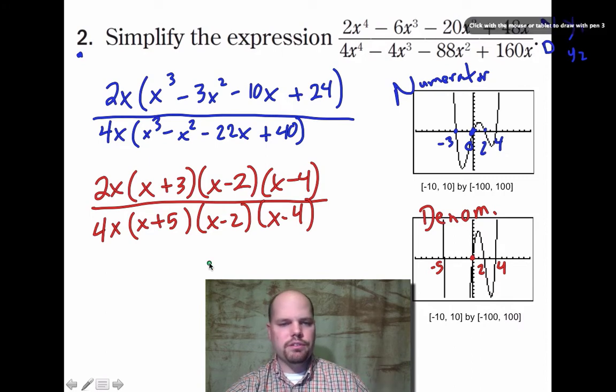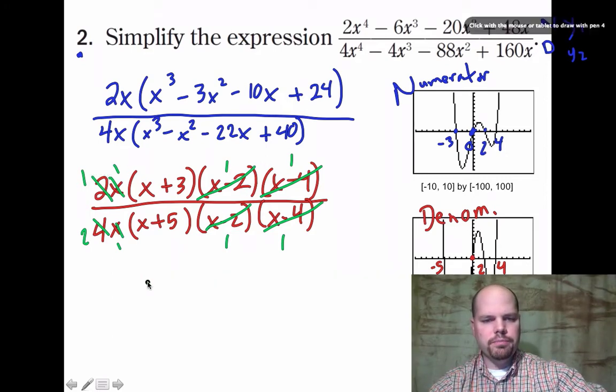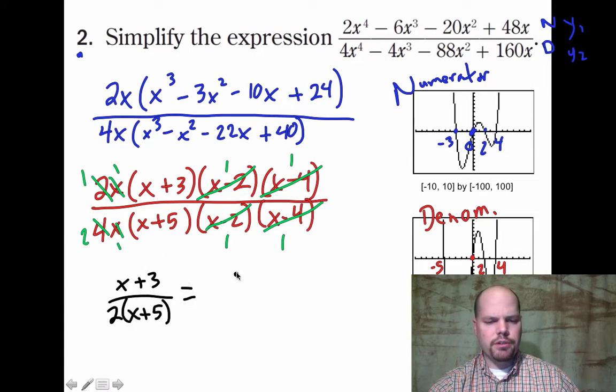Now, what cancels? Well, we could take a 2 and a 4 and reduce it to 1/2. We could cancel out a common x there, make those 1s. I could take the quantity x minus 2's out, make those 1s, and the x minus 4's, I can make those 1s. So what's left is the quantity x plus 3 over, now I have a 2 times the quantity x plus 5. Or I could also say this is x plus 3 over the quantity 2x plus 10.